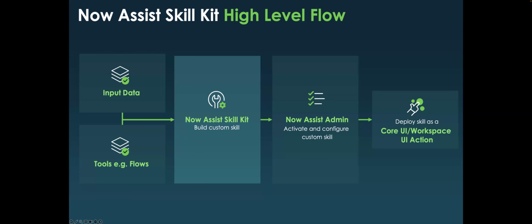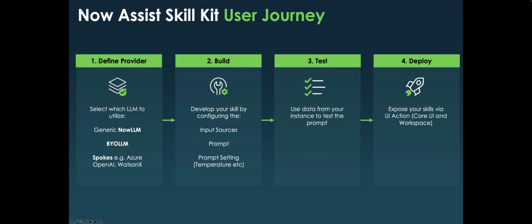We're going to use things like flows and capability, all combined in the Now Assist skill kit's capability, activate it, configure it, and then deploy into the space. So a pretty formulaic and easy way to do it.